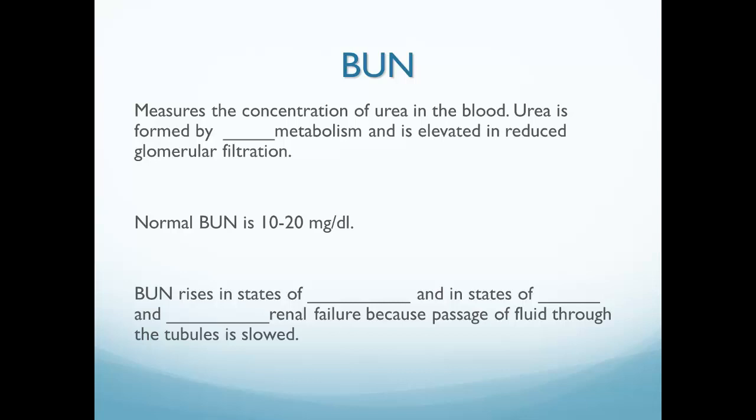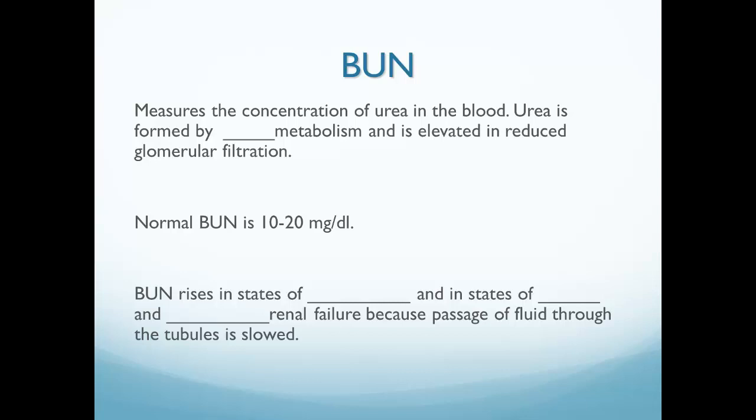So what kind of metabolism? Yeah, fill in the blank there. It's protein metabolism. Normal BUN is 10 to 20 milligrams per deciliter. So when you take a look at your labs on your patient in your clinical, you would expect the BUN to be somewhere in a range of 10 to 20. So we have a patient this morning, you take a look at their labs and you see that the BUN is 50. Okay, that's a reason for concern.